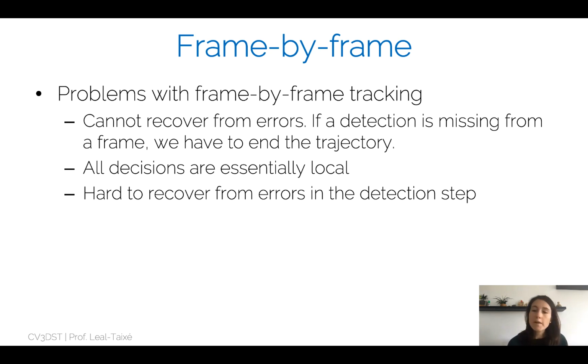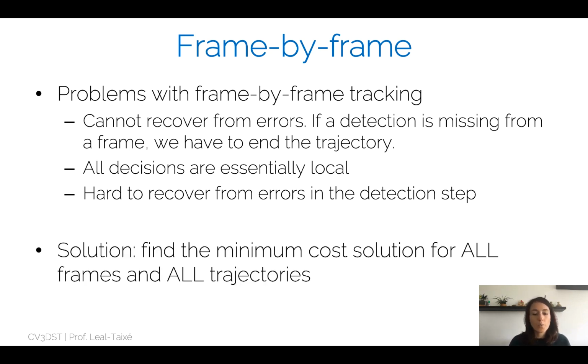Now, of course, if we do frame-by-frame tracking, we have a series of problems. We cannot look into the future. We cannot recover from errors. So if a detection would be missing from a frame, then we would have to make a decision, and that decision would probably be to end that trajectory. So essentially, all the decisions that we're making are very local because we're just looking at this pair of frames. So the question would be, can I actually do better to recover from errors of the detection step, right? So in frame-by-frame tracking, we're actually very, very dependent on the quality of the detections.